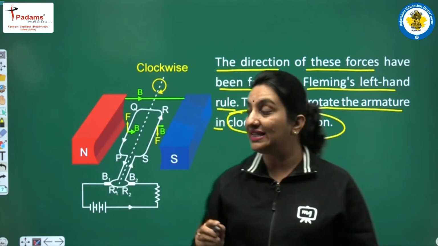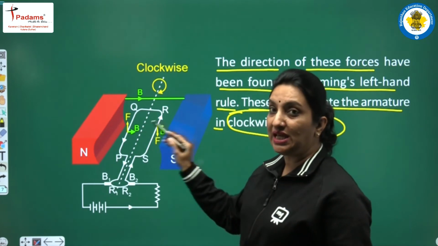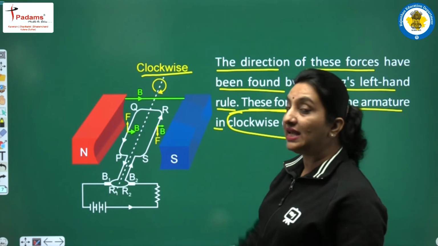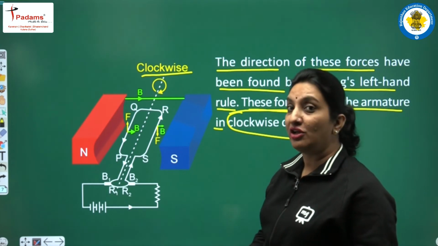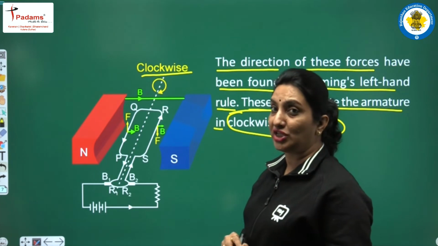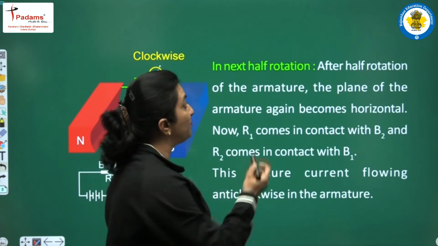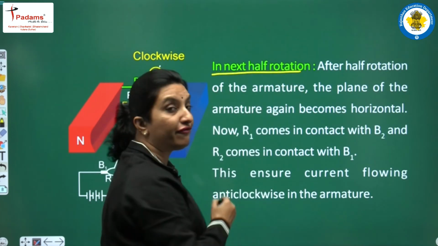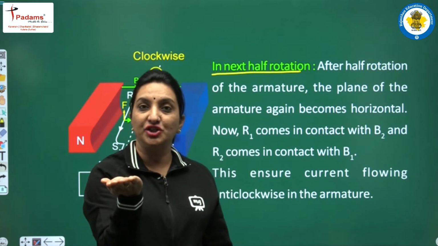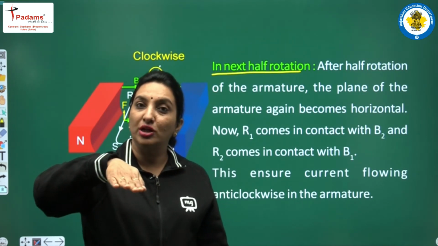Here we have seen that the armature coil, due to these two equal and opposite forces, rotates in clockwise direction. Now this was the case when we had the first half rotation. Now let's see what happens in the next half rotation. Now students, after half rotation, if this is the armature coil, now it has rotated half. So again it is in the horizontal position.